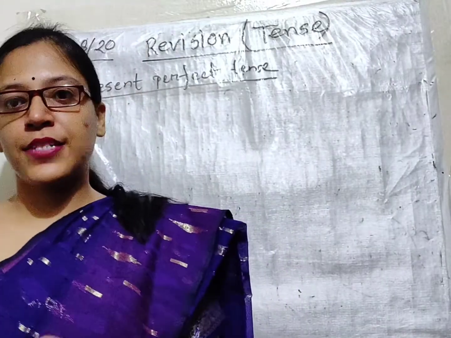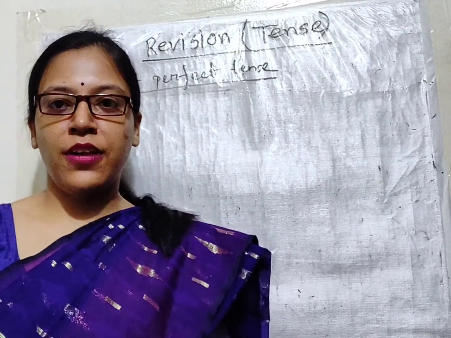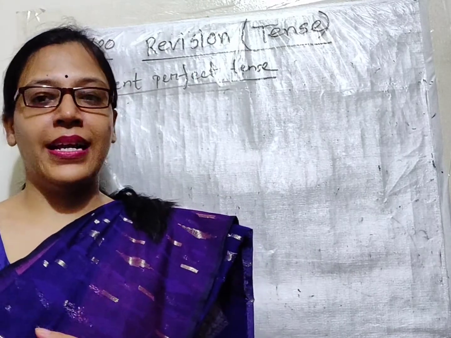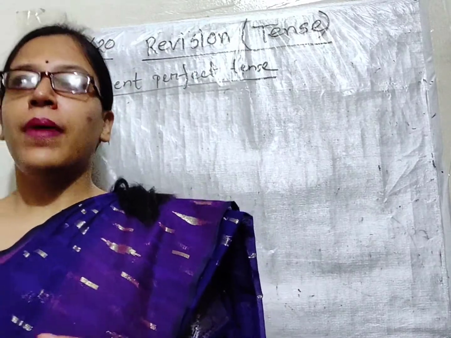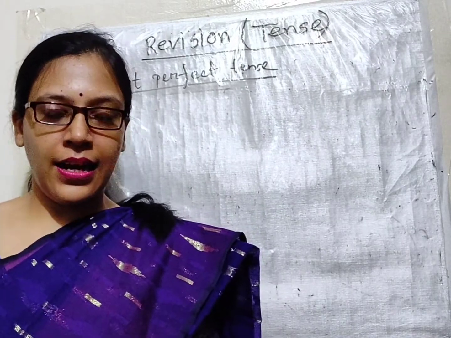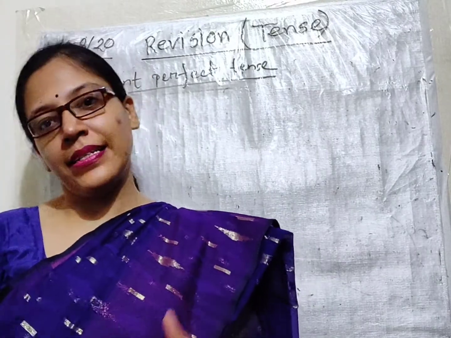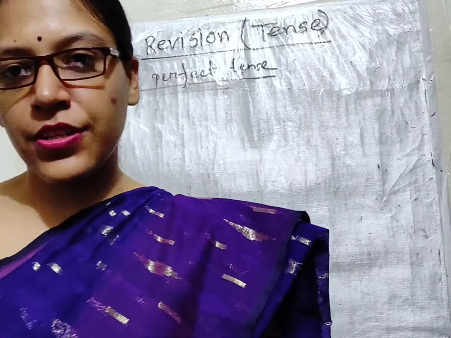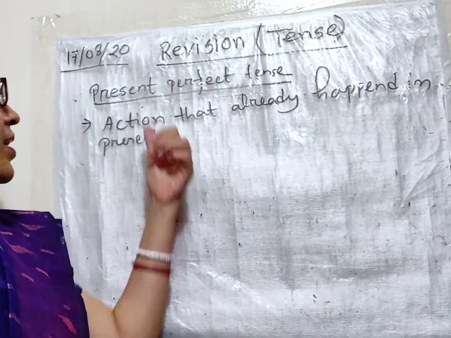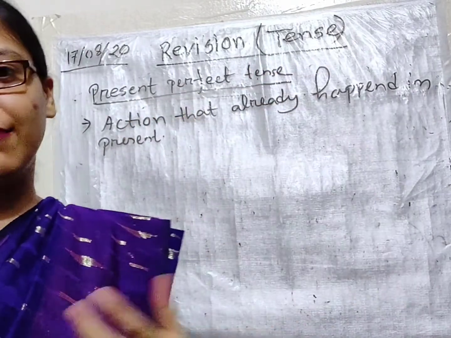Now, our next point is the perfect tenses. That means present perfect, past perfect, and future perfect. At first, we have to know what perfect tense is. Perfect tense is a verb form that indicates a complete action. At first we will discuss present perfect tense. Present perfect tense talks about an action that already happened in present.